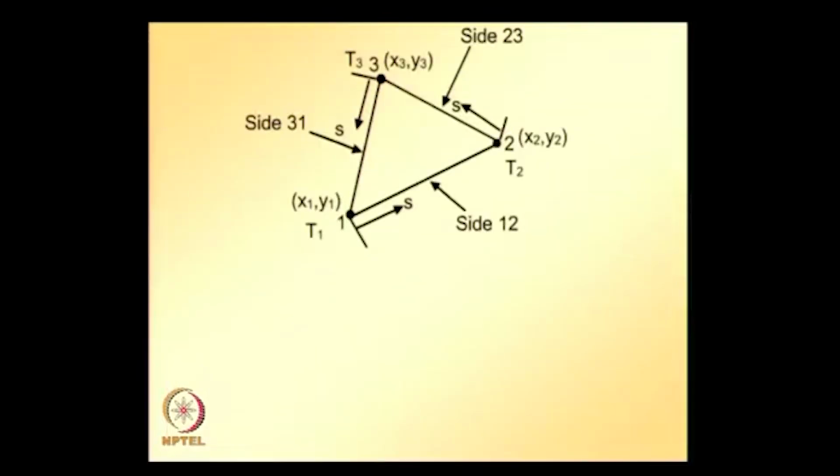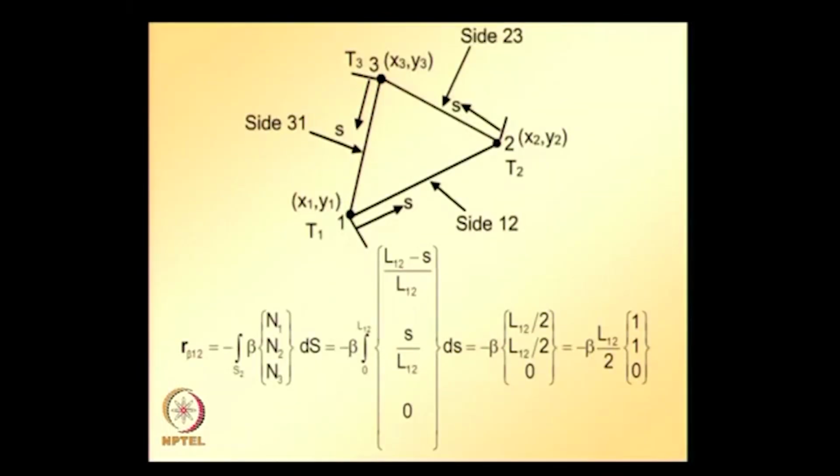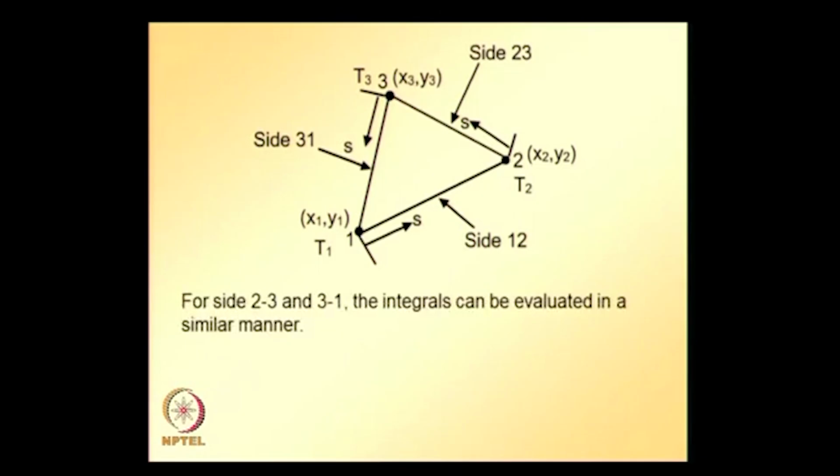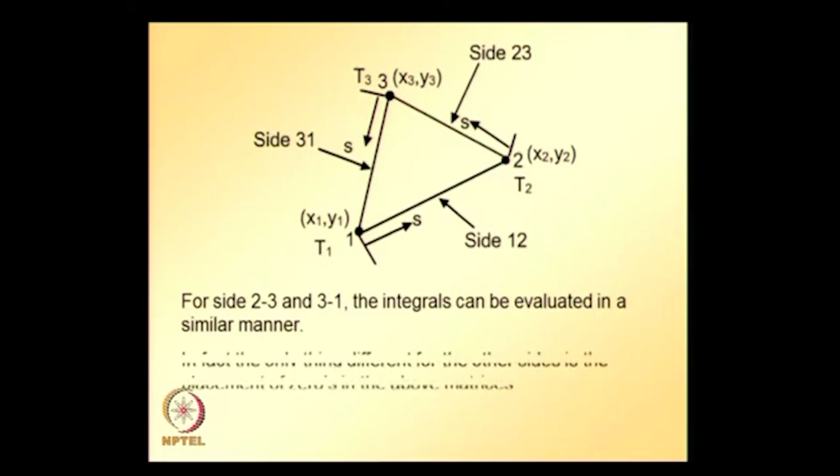Similarly, R beta along side 1 2. All these procedures which we have seen earlier need to be repeated once we identify the corresponding parameters for this ideal fluid flow around an irregular object. So, for sides 2 3 and 3 1, integrals can be evaluated in a similar manner, and the only difference is going to be the placement of zeros in the matrices consisting of shape functions.